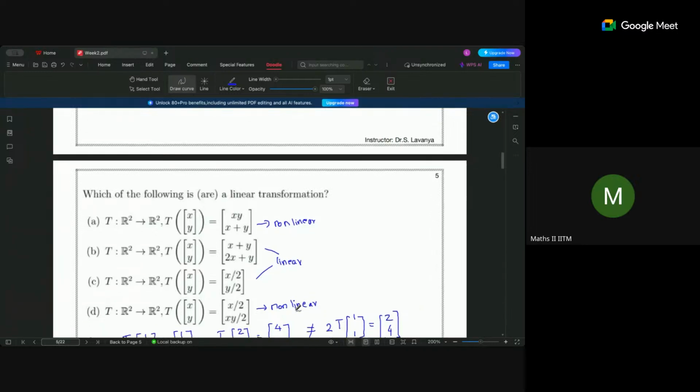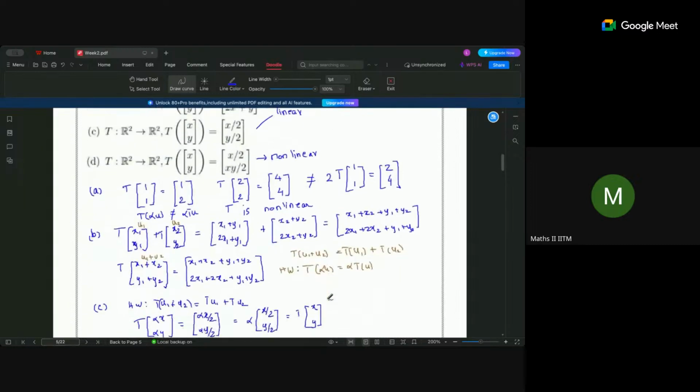So why these two are non-linear and why these two are linear, is it clear for everyone? I have given some part of it as homework, but I guess that should be easy. Is it clear for everyone? Fine.